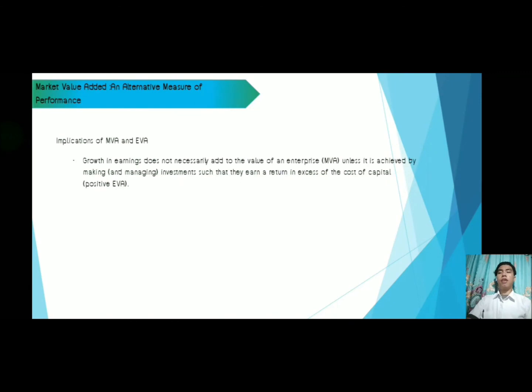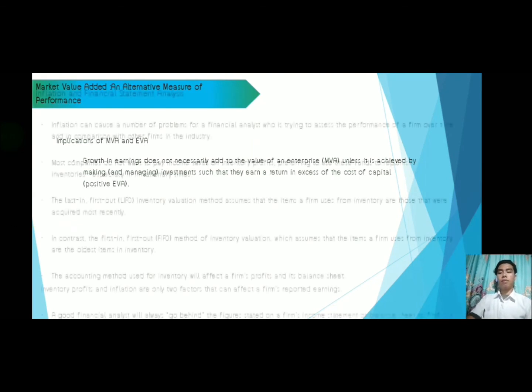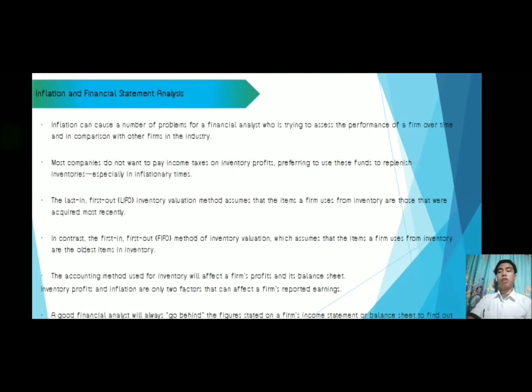Implications of MVA and EVA. Growth in earnings does not necessarily add to the value of an enterprise, or MVA, unless it is achieved by making investments that earn a return in excess of the cost of capital, or a positive EVA. Then, inflation and financial statement analysis.